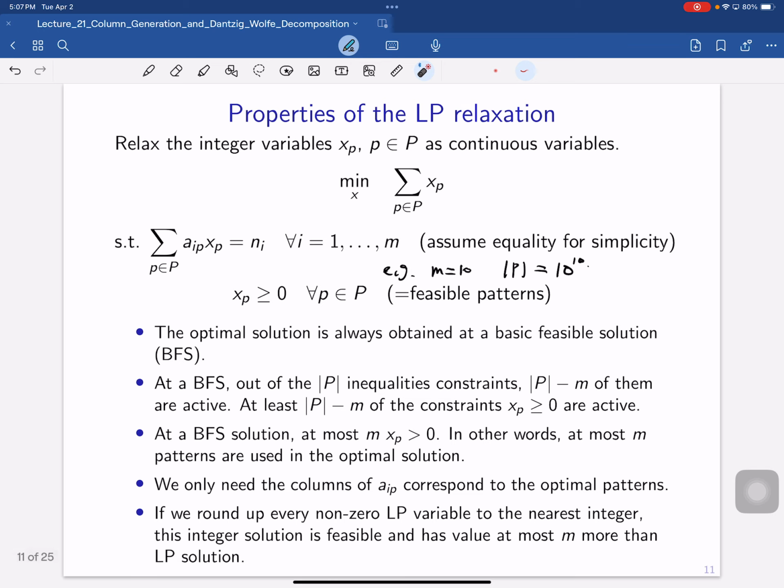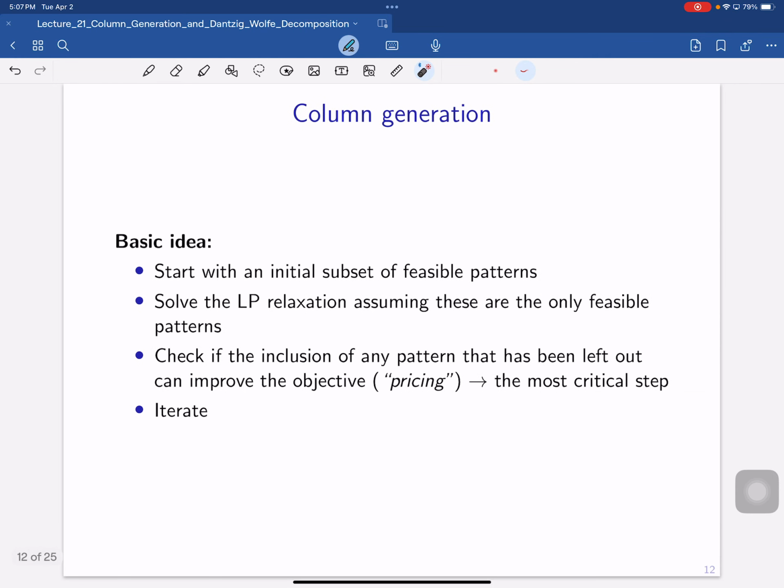So now the next question is, how do we use an algorithm called column generation to generate the optimal patterns? The optimal patterns can be a very small number, then we will have a method of doing that. So the idea is the following. Before we go to the math, we will start with an initial subset of feasible patterns.